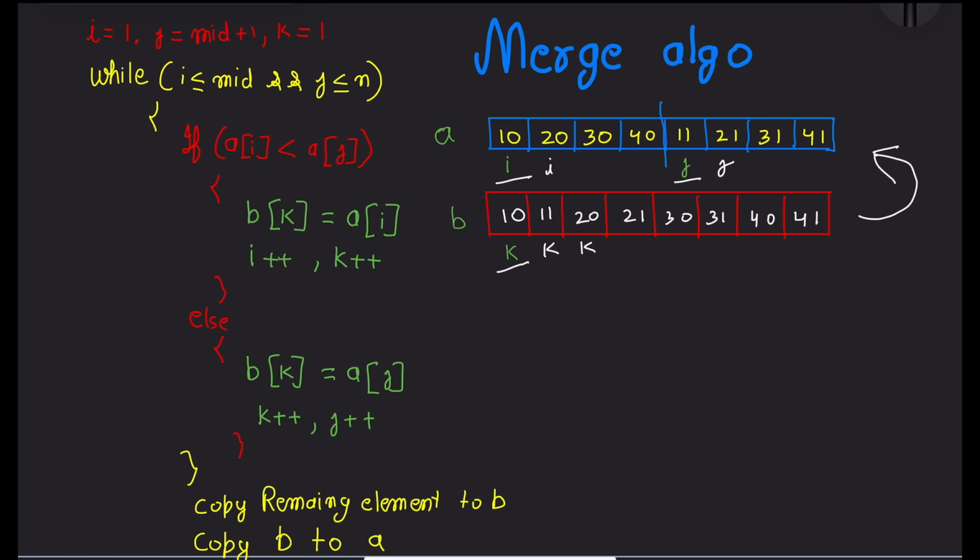Let's see how much time the algorithm is taking. We are scanning both the subarrays from start to end. If the length of one subarray is x and the length of the other subarray is y, then the total time taken will be x plus y, which is equal to n. Copying of the array will also take an amount of time. So the total time will be n plus n, which is equal to big O of n.